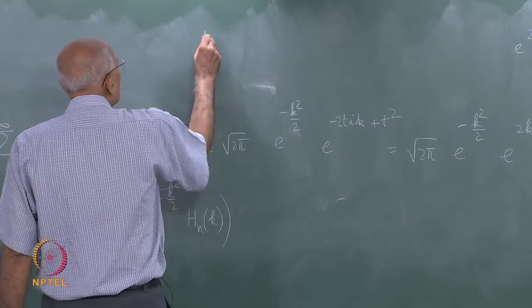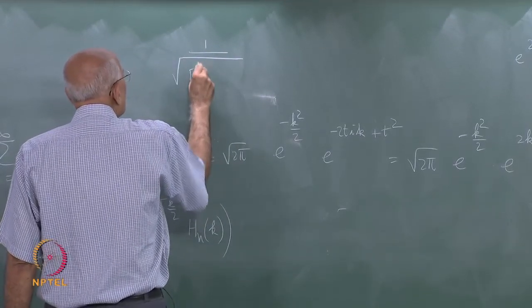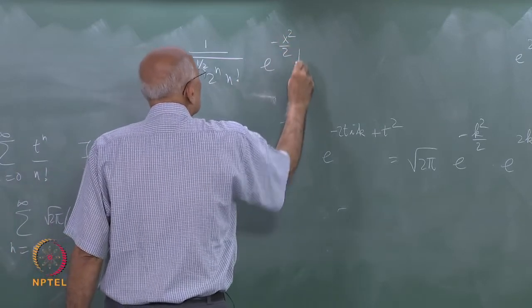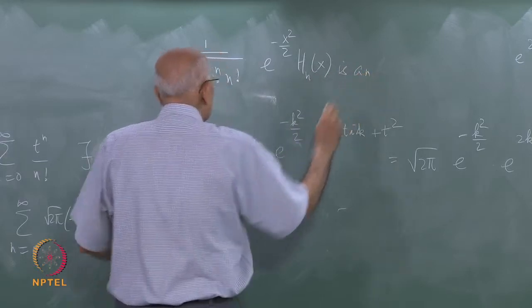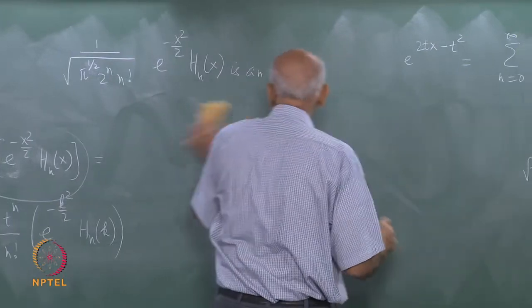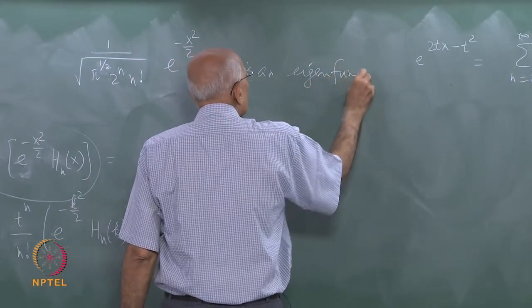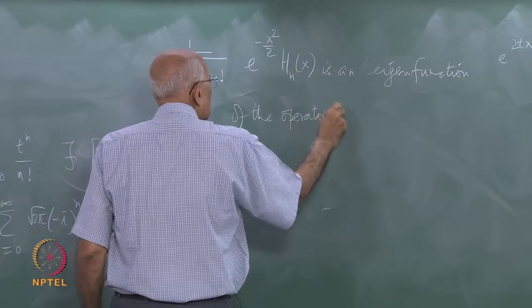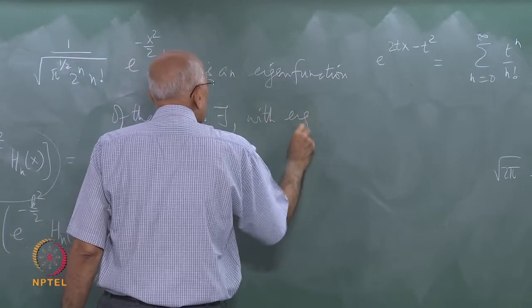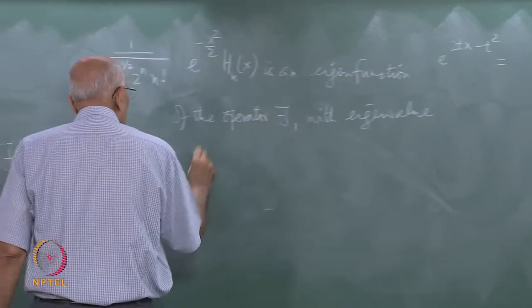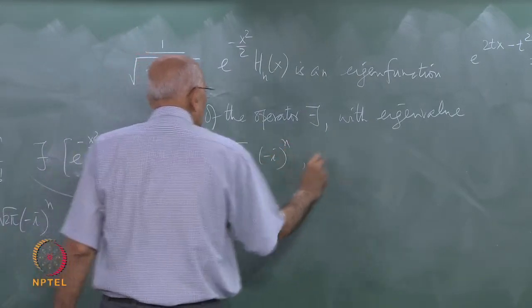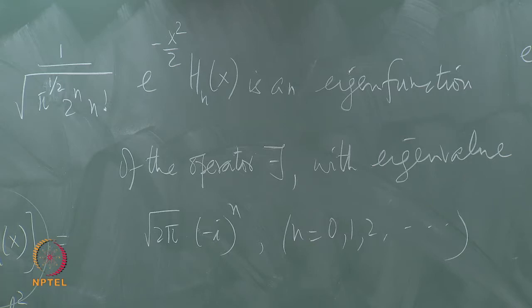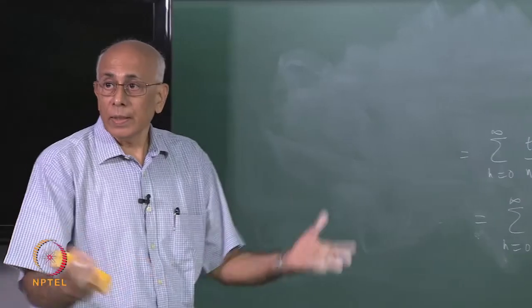So it says now, therefore, putting in the normalization factors, you have 1 over square root of pi to the half, 2 to the power n n factorial, e to the minus x squared over 2 hn of x is an eigenfunction of the operator F with eigenvalue square root of 2 pi times minus i to the power n. So those are the eigenfunctions in L2.